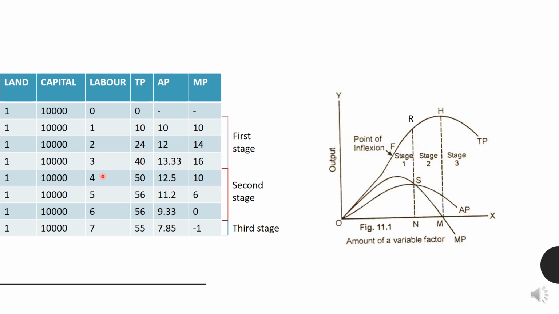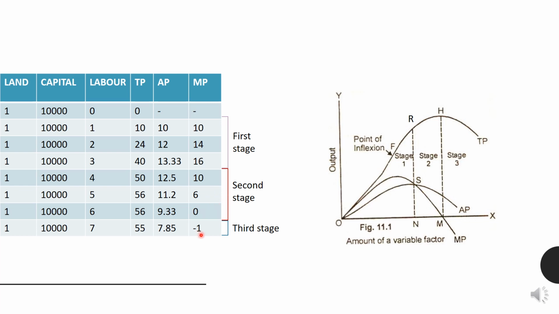And then from the fourth unit, production is increasing but at a diminishing rate. So here 50 minus 40, 10 units. 56 minus 50, 6 units. 56 minus 56, 0. So here you can observe that marginal production is decreasing. Here it is increasing. This increasing stage we call the first stage, increasing returns to scale. And from here it is decreasing. We call it the second stage of production, decreasing returns to scale.